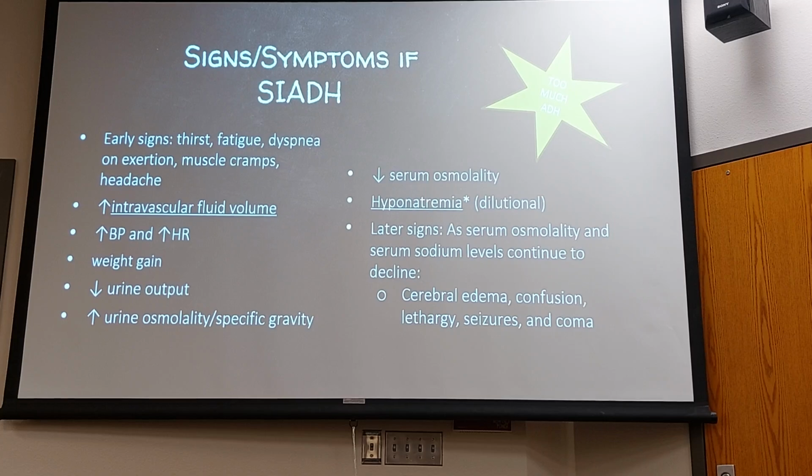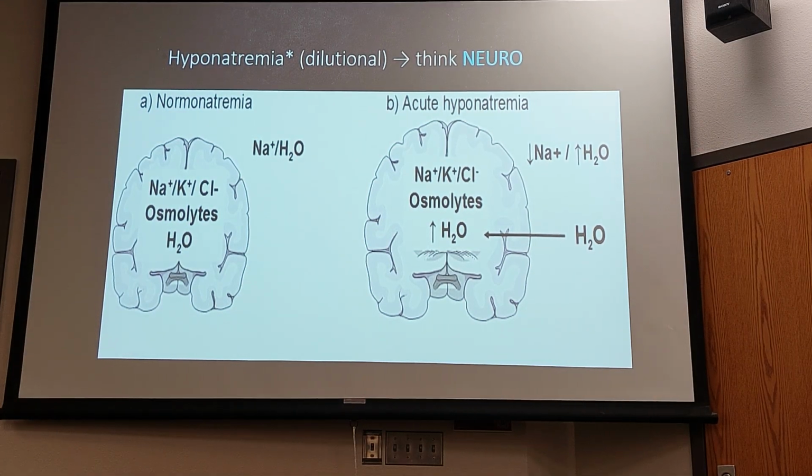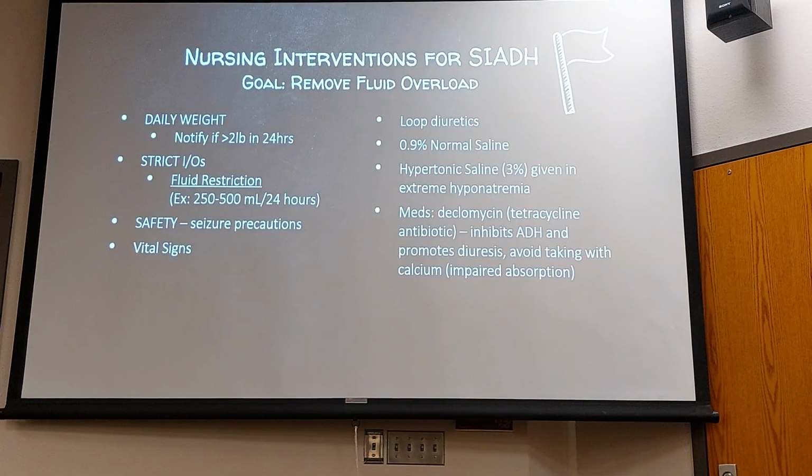And too much ADH. This was just talking about sodium in the brain, and the acute hyponatremia. Think neuro. We've talked about this before. Na is neuro, K is cardiac. Okay.